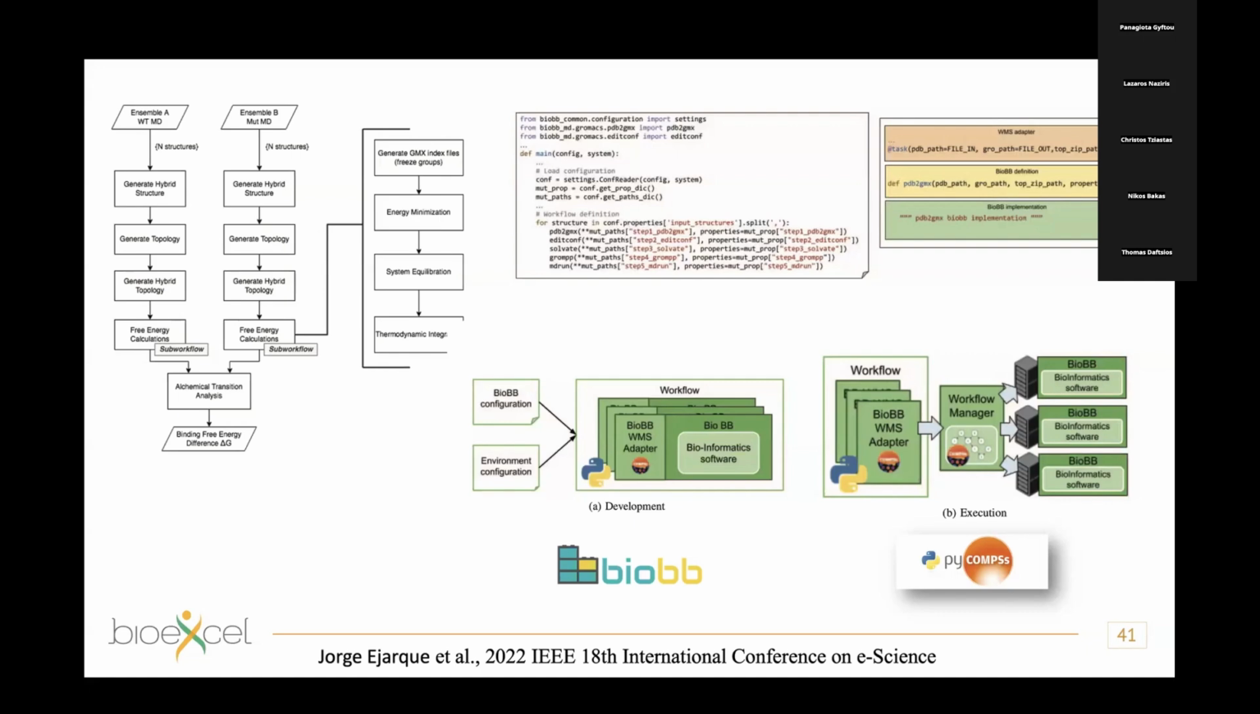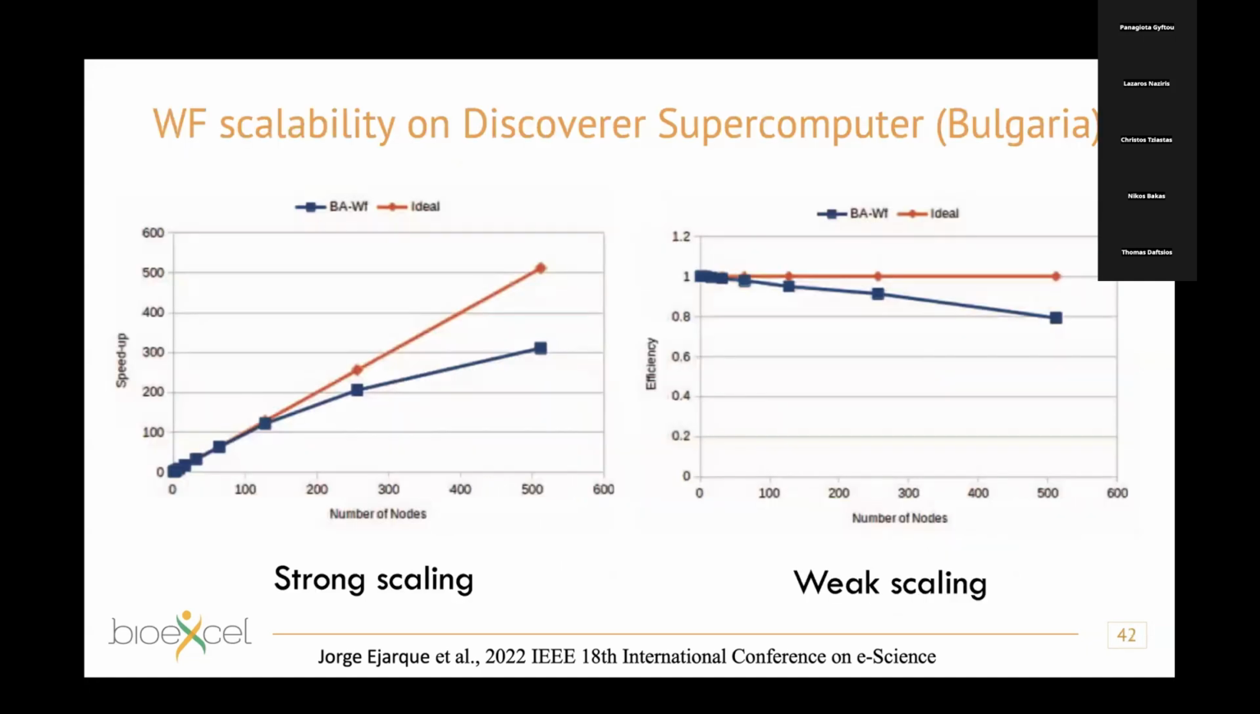I will skip this one. We've shown it also with workflows. One can achieve great scalability here. You can see that running on multiple nodes, performance drops around 300, but still this is great, if you're able to just push a button, send your simulation to the supercomputer and forget about it.